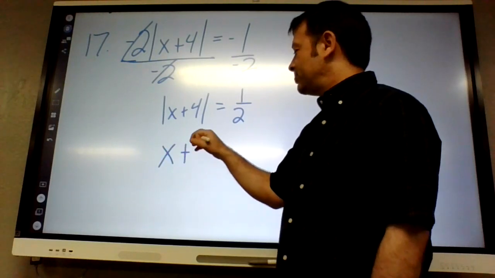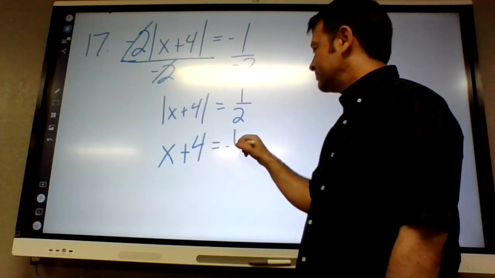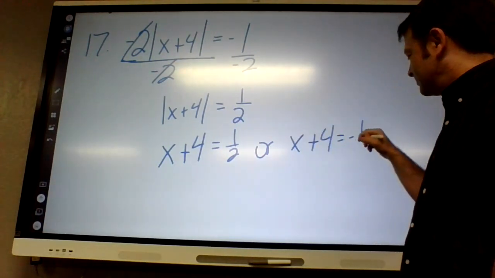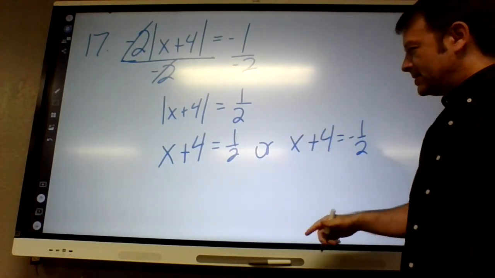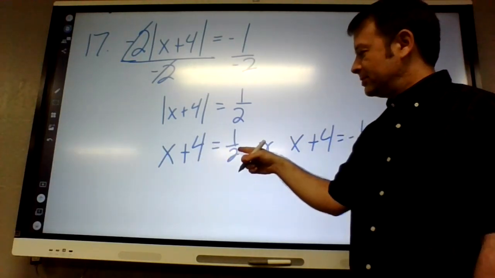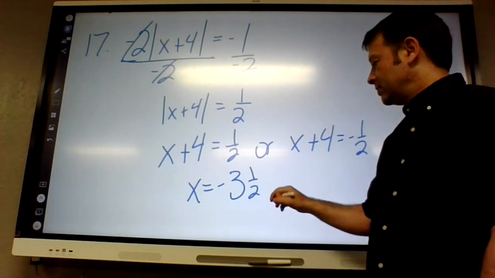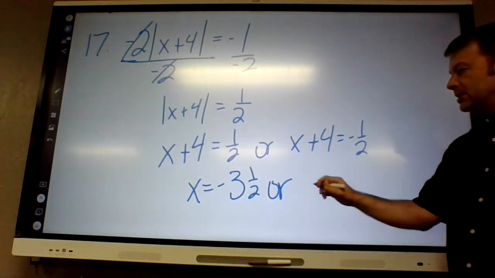Alright, so it's what? x plus 4 equals 1/2, x plus 4 equals negative 1/2. So if you subtract 4, you get x is -3.5 or -4.5.